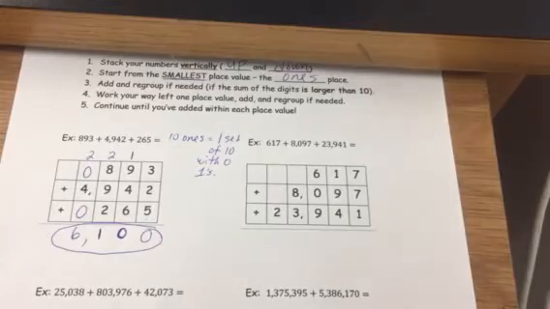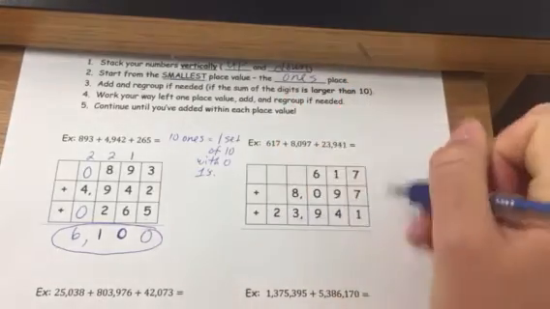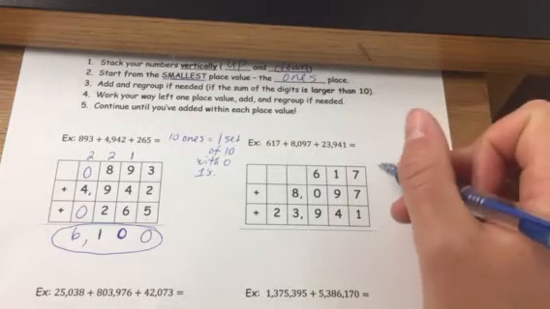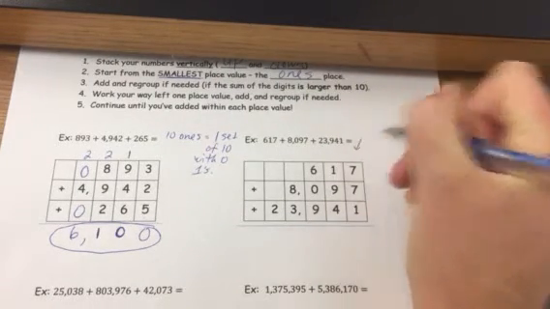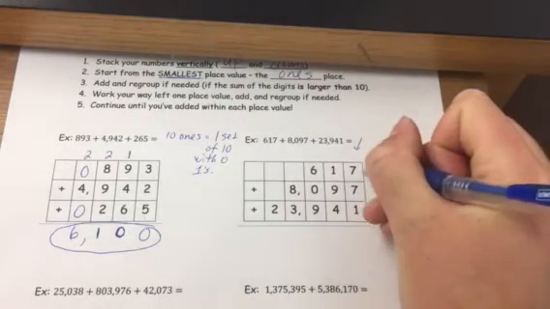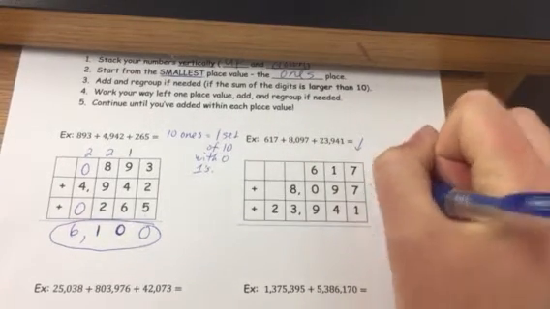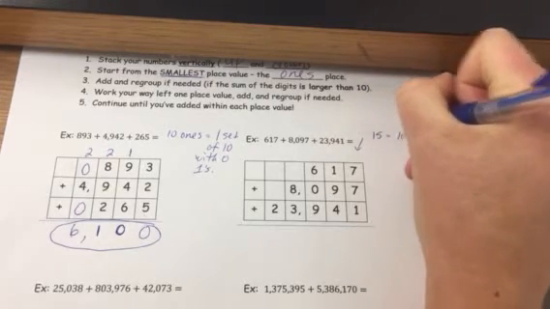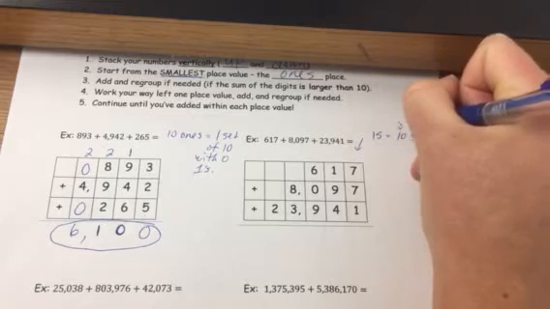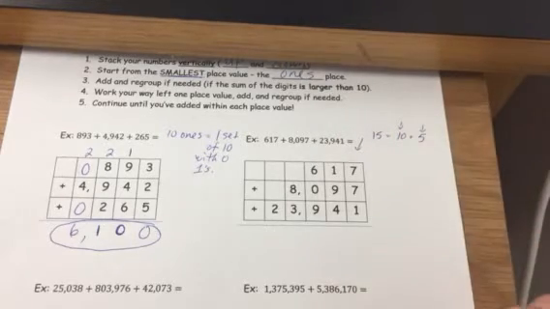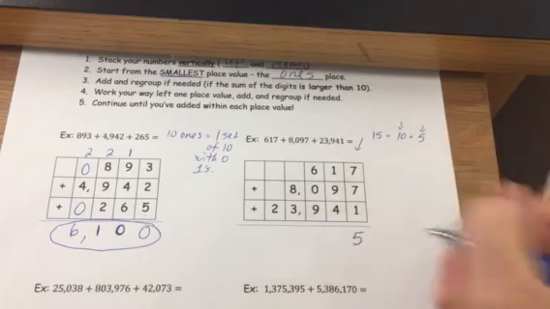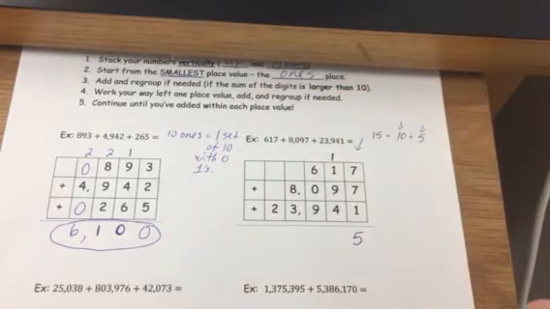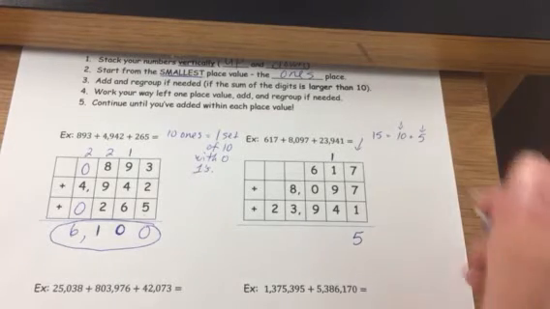Let's do another example together. Again, we've got it lined up in this grid, and if you would like to create a grid for yourself, you're more than welcome. We're going to start in our smallest place value, which is our ones place value. 7 plus 7 is 14. 14 plus 1 is 15. Now remember, 15 is broken down into a set of 10 and 5 ones. So we're going to leave the 5 ones down here, and we're going to regroup that 1 set of 10.